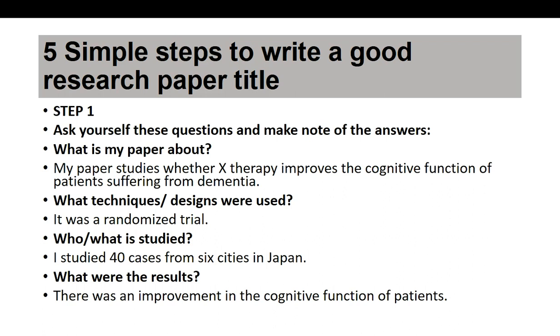So in writing who or what you studied, you have to be specific with the number of respondents you used, and then how many groups of people, or I mean, if it is in school, how many sections did you get those respondents from? Meaning, in research, you have to be specific. That's the key word. And then the last one is, what were the results? So here it states that there was an improvement in the cognitive function of patients using the X therapy. So that's your first step. You have to answer the following questions.